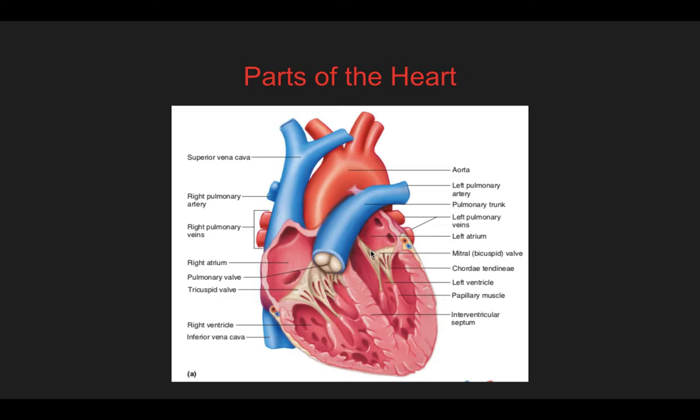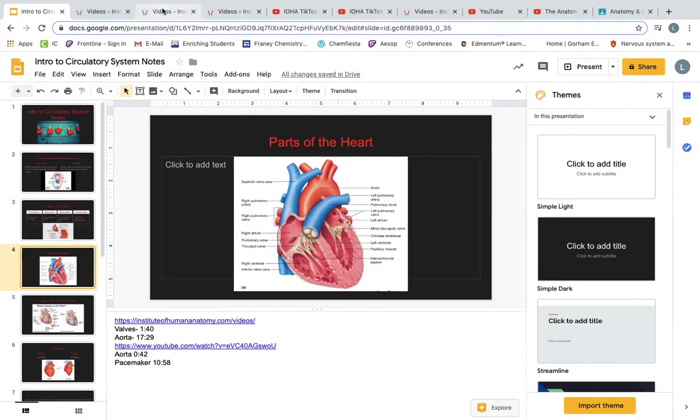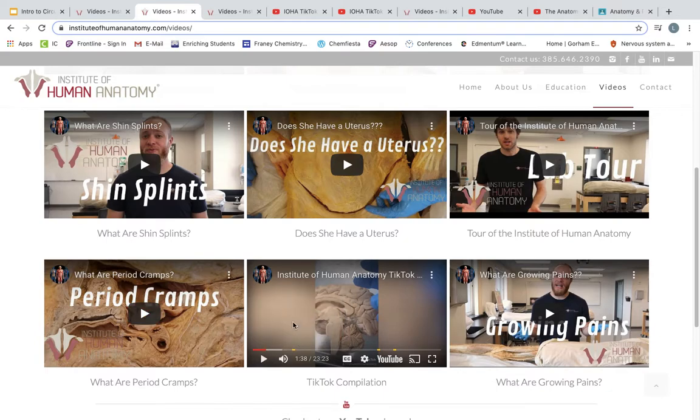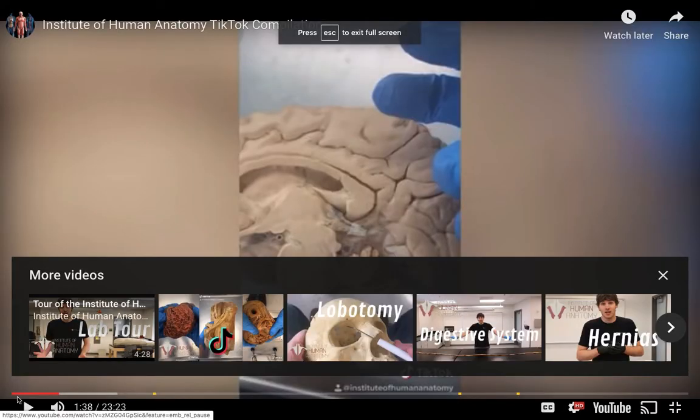So I do have a couple of TikToks that I did find. The first one is going to be about, I think this one's the valve one. So let's take a look.